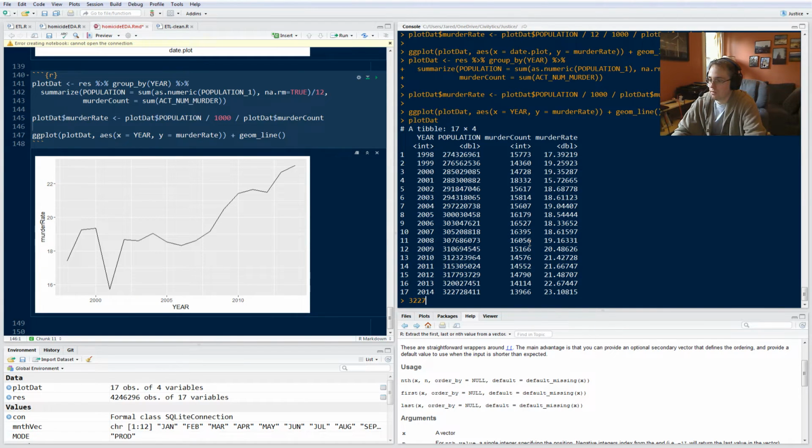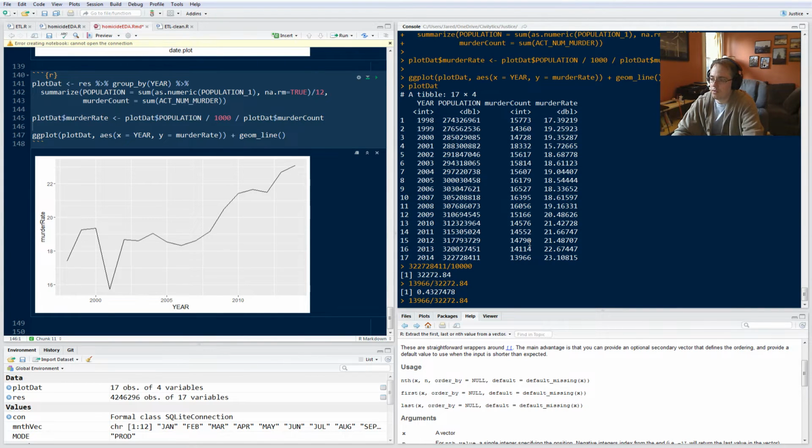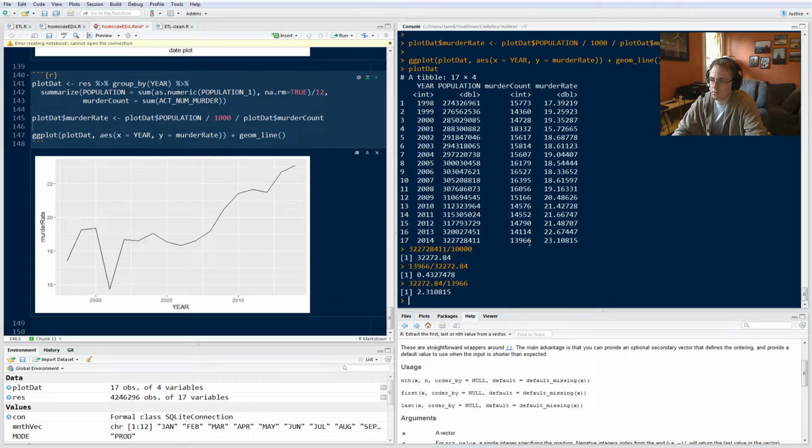So we have 200 populations are way here. 122,720,411. Divide that by 10,000. Divide that. So there's 2.3 murders per 10,000.